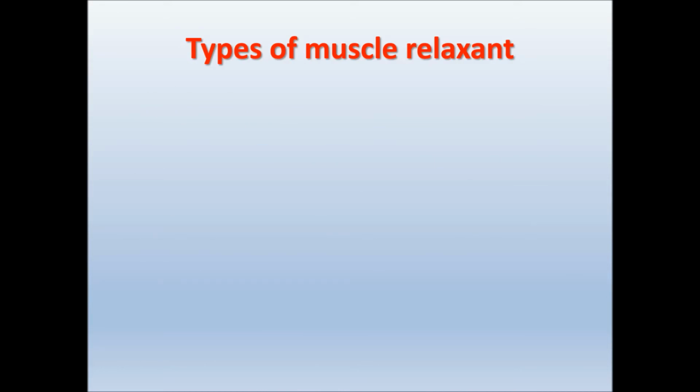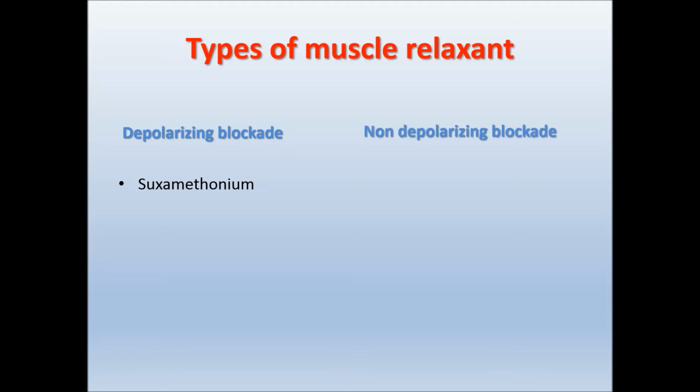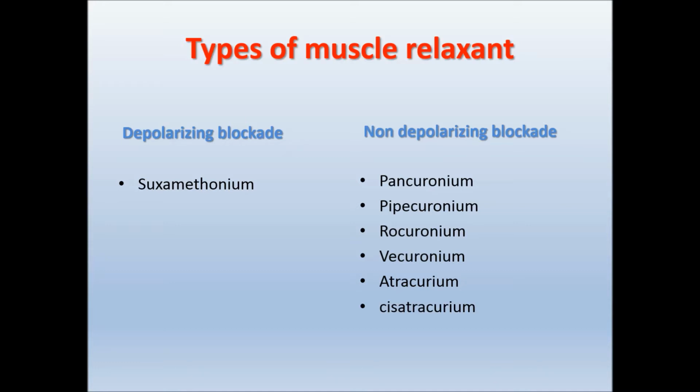There are two types of muscle relaxant available. The depolarizing muscle relaxant, an example of it is Suxamethonium or succinylcholine, another name for it, or the non-depolarizing blockade, which includes pancuronium, pipecuronium, rocuronium, vecuronium, atracurium, cisatracurium, and mivacurium.